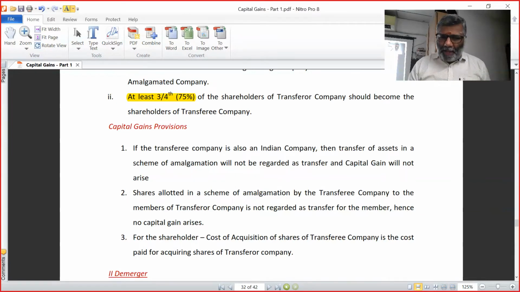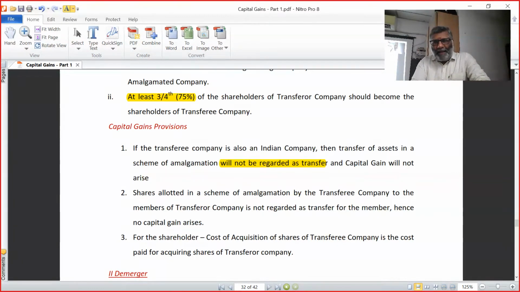Capital gain provision. If the transferee company is also an Indian company, then transfer of assets in the scheme of amalgamation will not be considered as transfer. No capital gain, Section 47. Shares allotted in a scheme of amalgamation by the transferee company to the shareholders of the transferor company are also not regarded as transfer. No capital gain arises. For the shareholders, the cost of acquisition of shares of the transferee company is the cost paid for acquiring the transferor company shares.